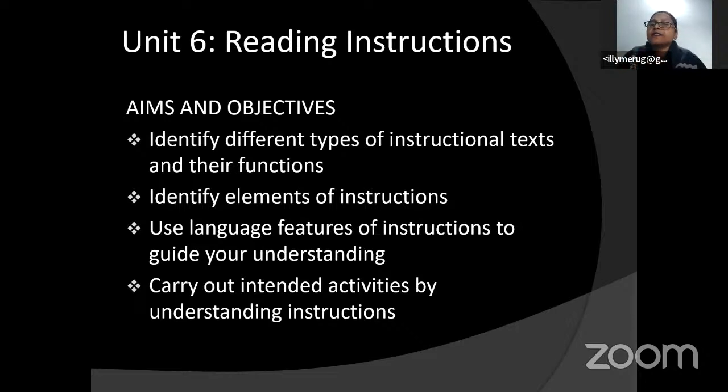So the aims and objectives of reading instructions are to identify different types of instructional texts and their functions. Next, identify elements of instructions. We'll see what the elements are in an instruction. Use language features of instructions to guide your understanding. There are different types of features. We're going to learn what the features in a sentence are, and how it forms a sentence. Next is to carry out intended activities by understanding instructions.